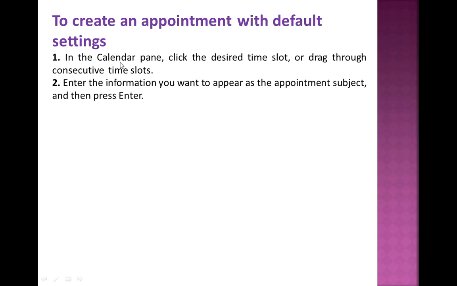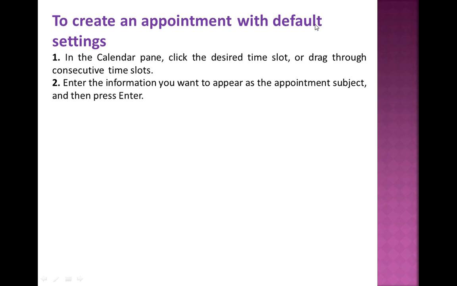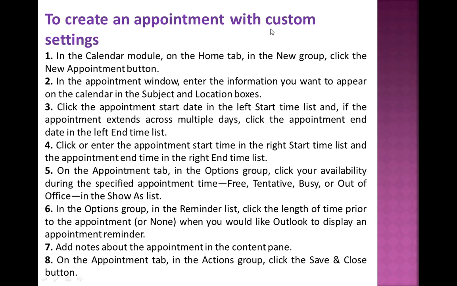How to create? Simply go to the calendar pane, click the desired time slot and drag through consecutive time slots. Enter the information you want to appear as the appointment subject and then press enter. It means you can set the appointment with the default setting. This is the default, already available, inbuilt setting. Now as per my requirement, I can change the setting, that is how to create an appointment with custom setting.